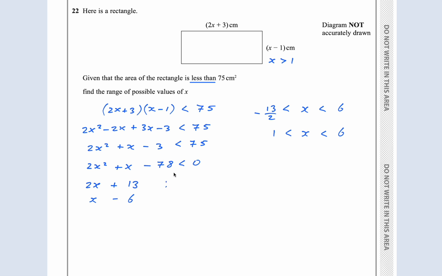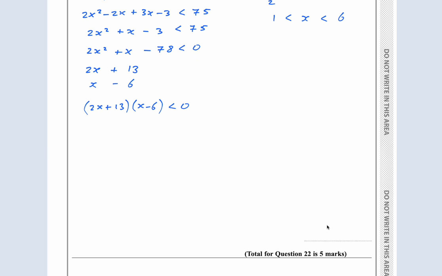Now, the reason for that is because when you multiply it out, you're going to get plus 13x minus 12x to give you this 1. But you can also look at it and think, what is the opposite sign? If this is negative, then the factor is positive. If this is positive, then the factor is negative. So then you just say 2x plus 13 times x minus 6 is less than 0, and that's it. That's full marks. You can just put the answer down here.